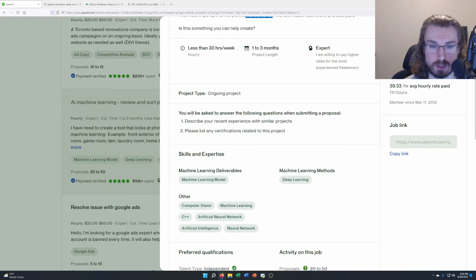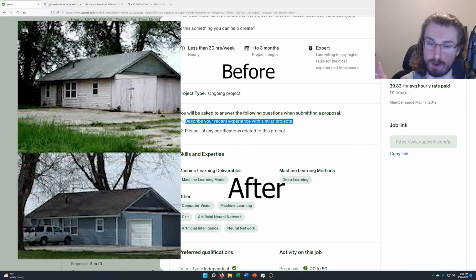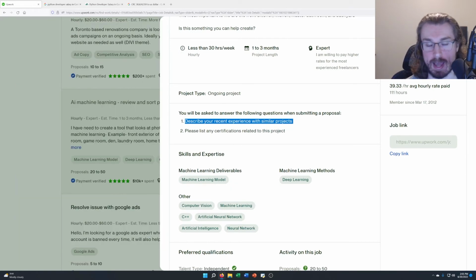And then here we have, describe your recent experience with similar projects. So I was thinking about this problem for one of the applications I was doing with creating ads. I had some before and after photos of past jobs on siding and roofing, and I had to manually go through them, and it was very tedious. It was mostly of the exterior. I think all of them were the exterior, or 99% of them.